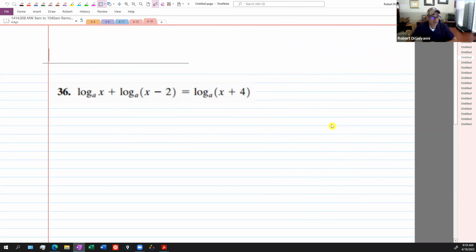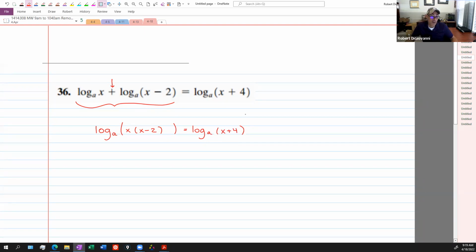I've got logs everywhere, right? And this is not necessarily a bad thing though, okay? Because I can put these 2 logs together. Because I have addition this time, I'm going to use the property where it's going to turn into a single log. Here the base is a, right? They're not even telling us a number for the base, they're saying a. And it's a single log, and inside that log goes these 2 things multiplied, the 2 arguments multiplied together. So x times x minus 2. But that must equal the log on the other side, same base a, of x plus 4.